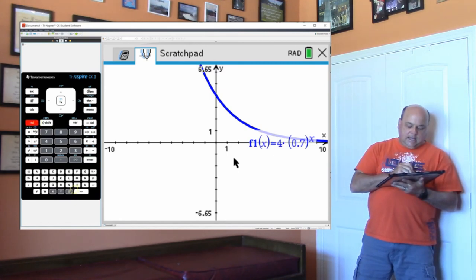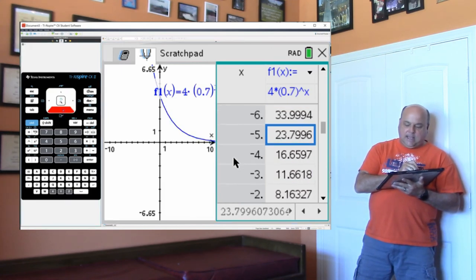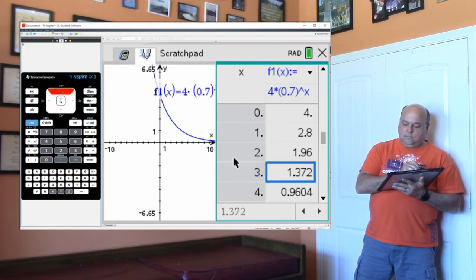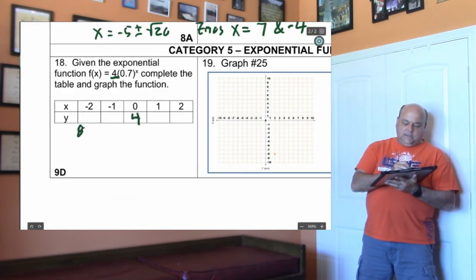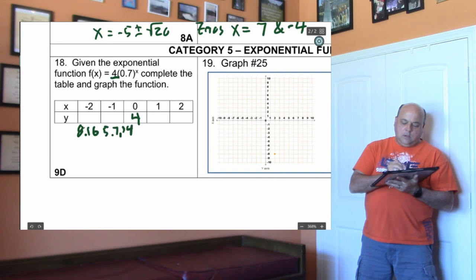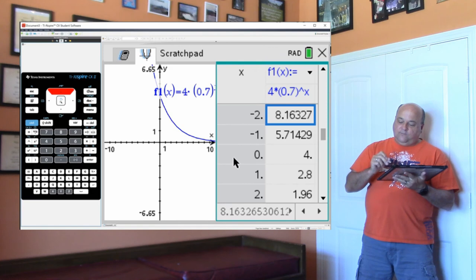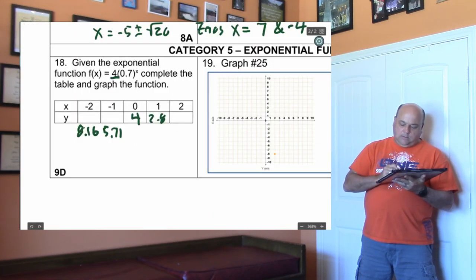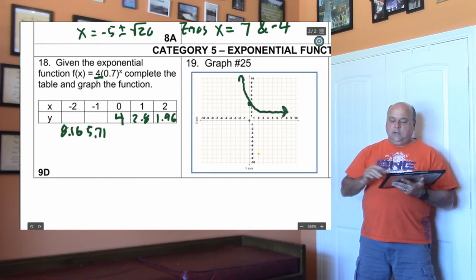Hit Control-T, and I could get my table, can I? Okay, so there's my table right there. Those are the numbers I'm going to put in the calculator, right? So these are the numbers, 8.16. Negative 1 is 5.714. And then 4, and then 2.8. And then 1.96. So notice the numbers are getting smaller. It's going to cross the 0 at 4, and it's just going to do this, right? Okay. Let's go over here.